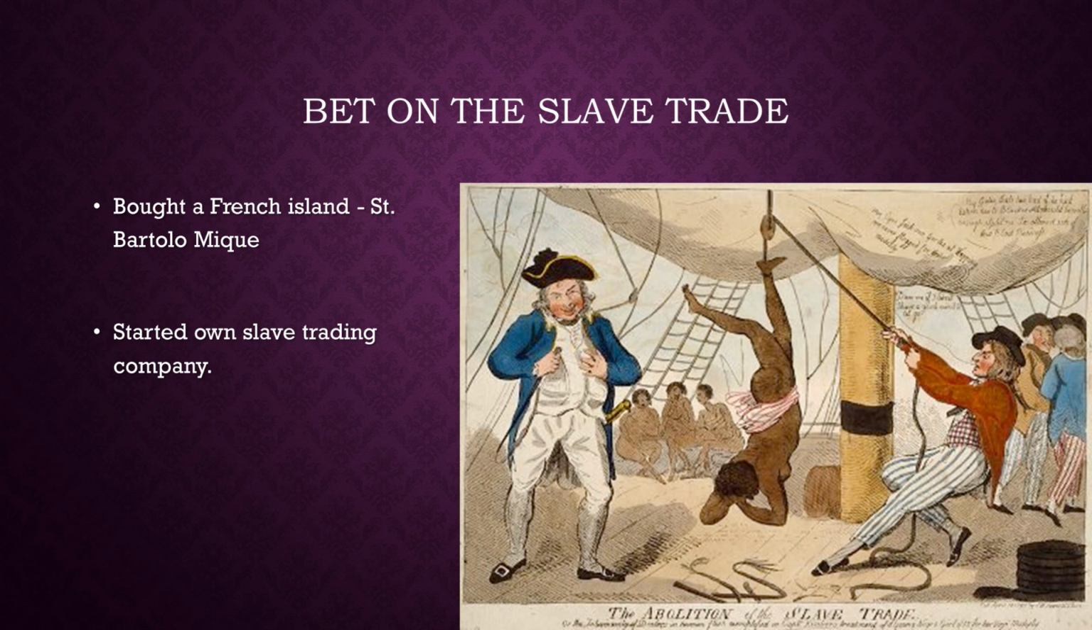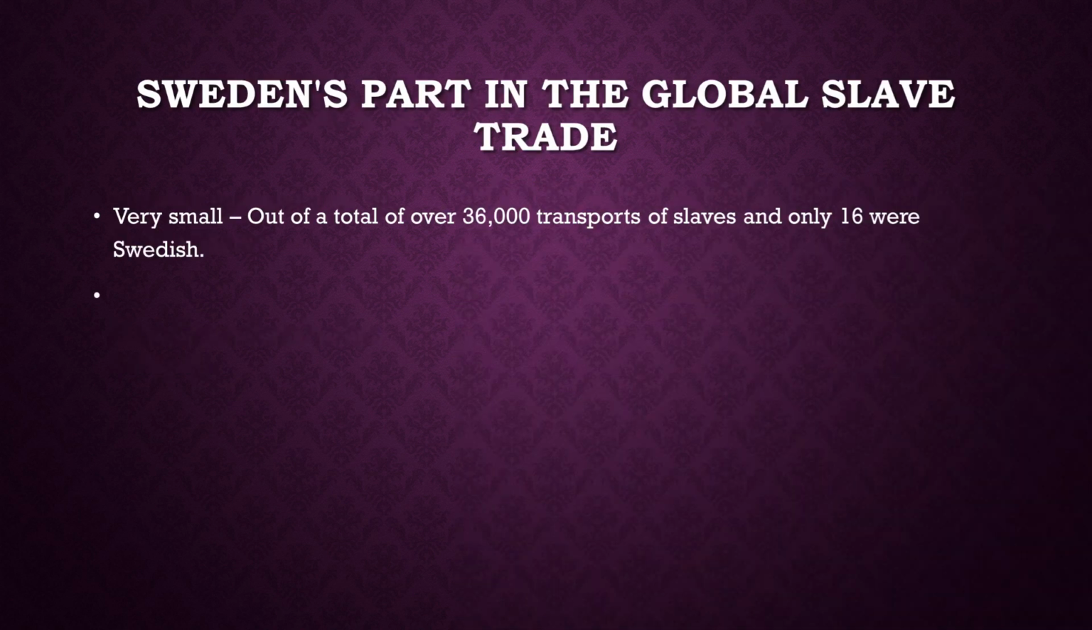He also bet on the slave trade. He bought a French island, Saint Barthélemy, and started his own slave trading company. But you should know for a fact that Sweden's part in the global slave trade was very small. Of a total of around 36,000 transport ships of slaves, only 16 were Swedish.